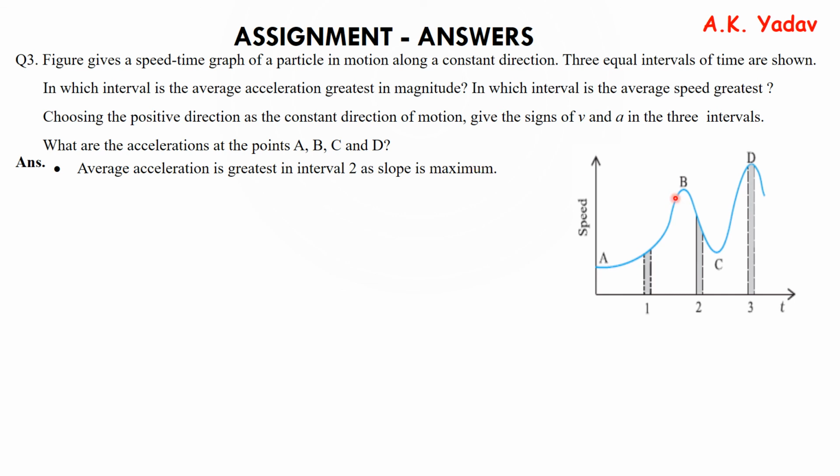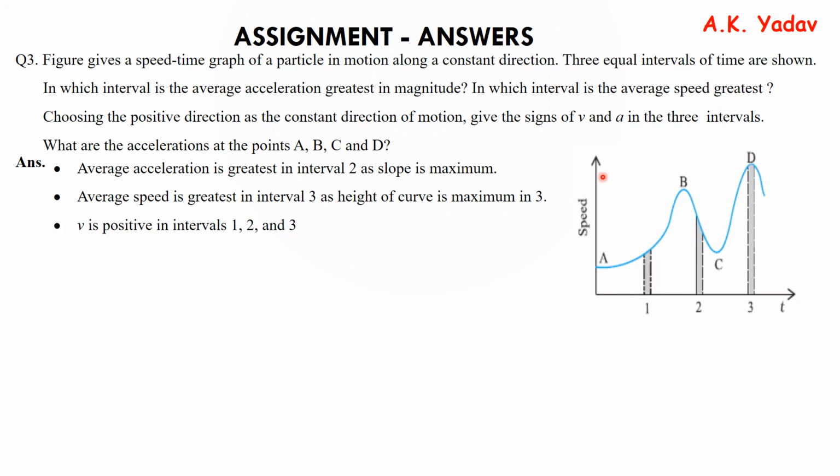Now the average acceleration is greatest in interval 2 because here the slope is maximum. When we compare the slope in 1, 2, and 3, it's obvious the slope is maximum in the second case. That's why the average acceleration is more, and the average speed is greatest in the third one. It is clearly visible that the speed is more here as the height of the curve is maximum in 3. Now v is positive in all the 3 intervals and a is positive in 1 and 3 and negative in interval 2. Okay. And a is equal to 0 at A, B, C and D.